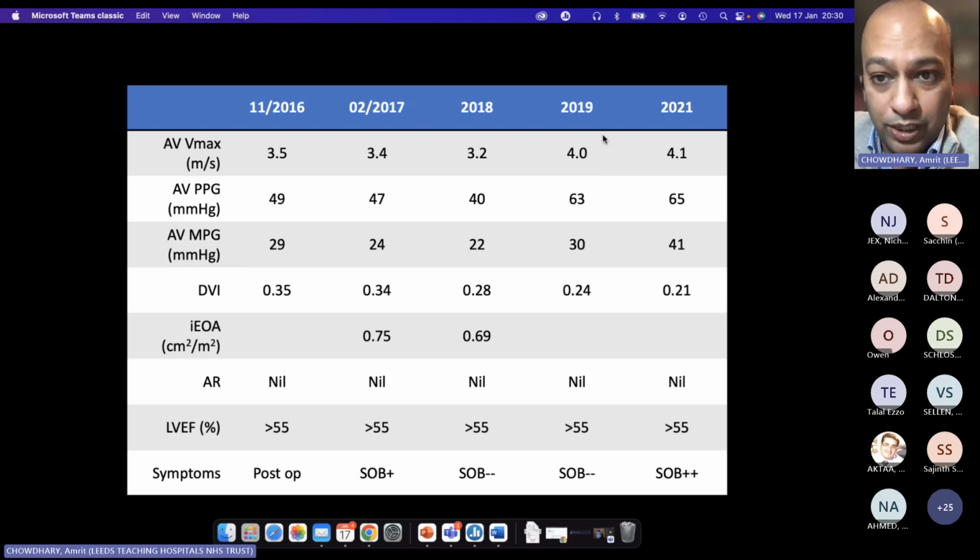She had another follow-up in 2020 and a further one in 2021. Now, on this follow-up, she was extremely symptomatic. She was complaining of a lot of shortness of breath, almost finding it debilitating. She had an echocardiogram, and again, the velocity and the gradients are shown here. There was an increase in her velocity compared to 2018 or before, and in her gradients as well, with a drop in her DVI. Still no AR, and her LV function remained normal.